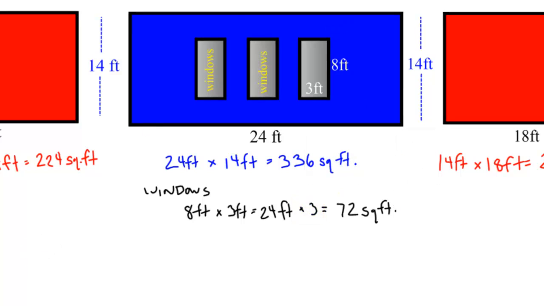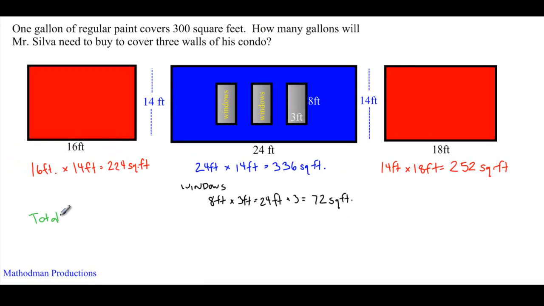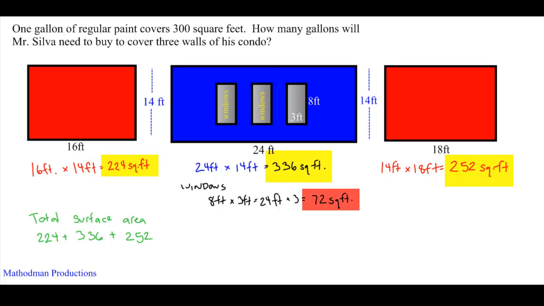To find my total surface area, it's pretty easy. I just have to add up all the areas, the walls that I have to paint. The red wall, the blue wall, and the other red wall. So I'll just add up all the pieces that I did. 224 plus 336 for the blue wall, and the other wall is 252. But the thing is, I'm not going to add 72 because I'm not painting the windows, so I have to subtract it from my total surface area. Make your calculations and you should get 740 square feet, meaning I have to paint 740 square feet of my wall.